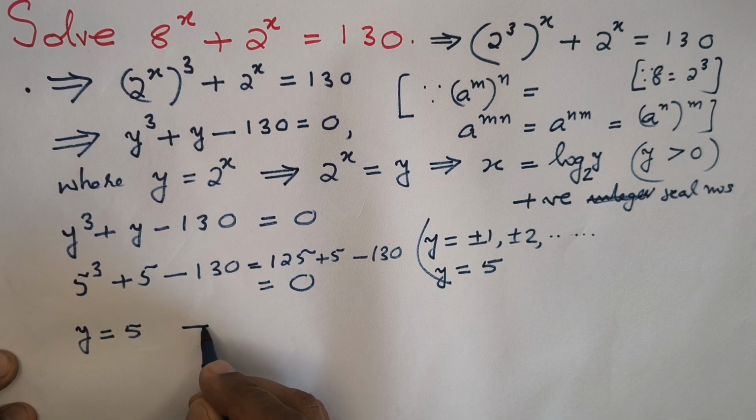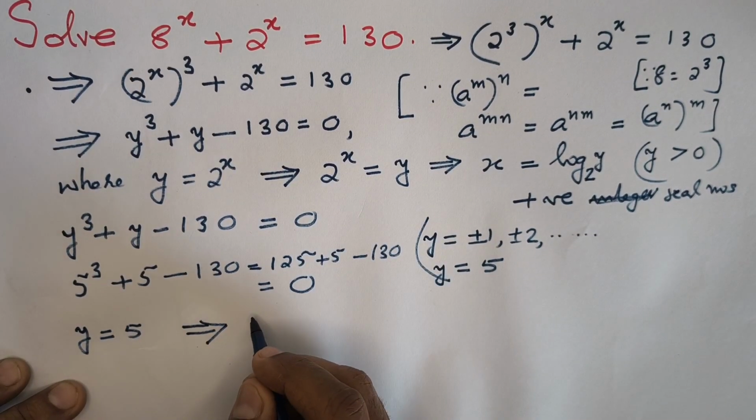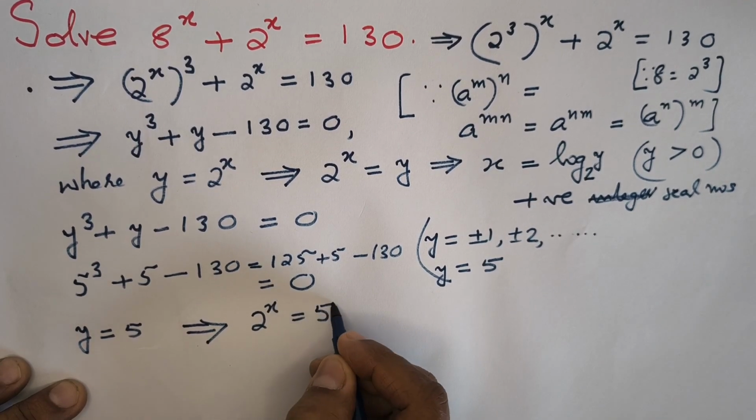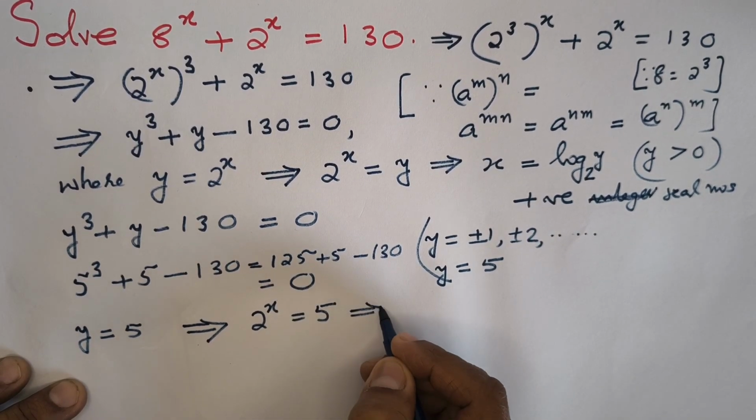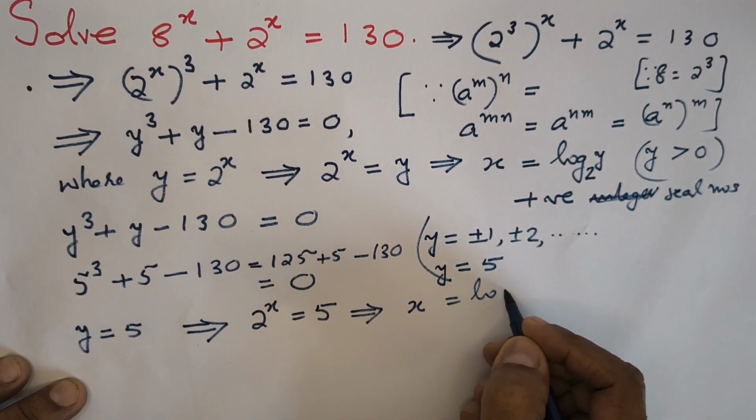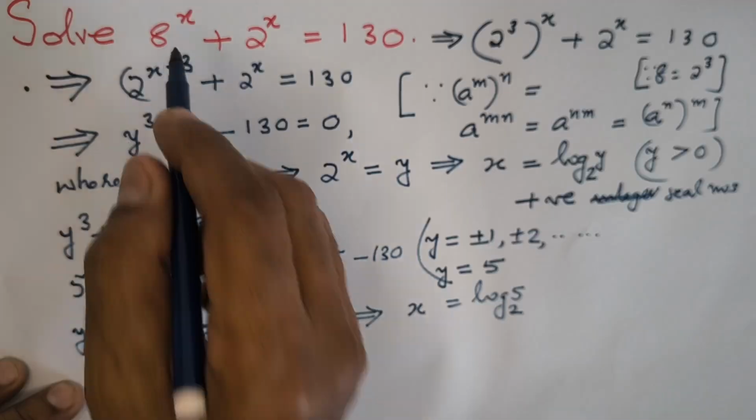Corresponding to this solution, y has been taken to be 2 power x. So what do you have? 2 power x equal to 5. Then using the basic definition of logarithm, x will be log 5 to the base 2, and this is the final solution to this given equation.